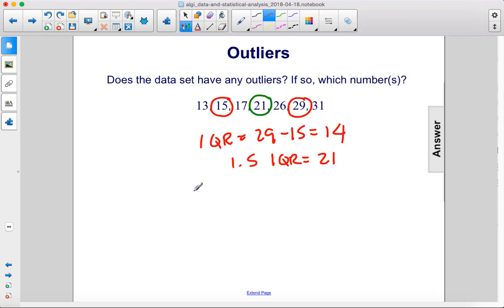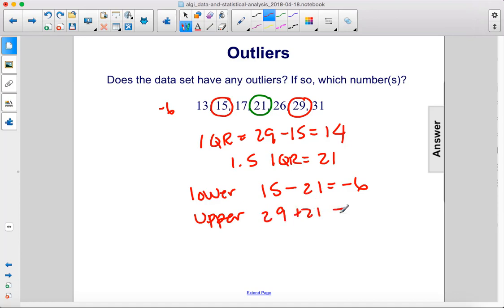So that we can calculate our lower limit, which is 15 minus 21, which is negative 6. So 13 is not an outlier because it is greater than negative 6. Let's move on to our upper limit. We take our upper quartile, 29, and we add 21, and we get 43, which is over here. 31 is not an outlier because it's less than 43. So we have no outliers here.